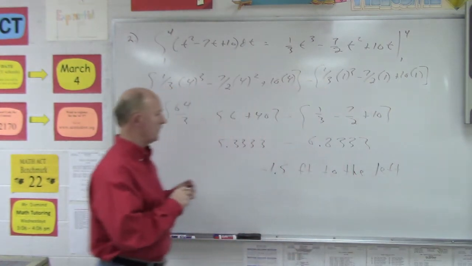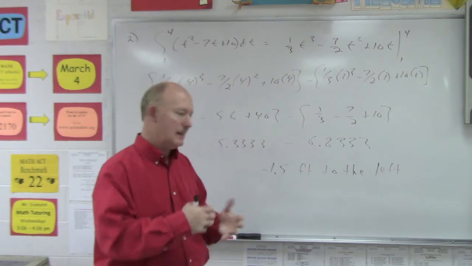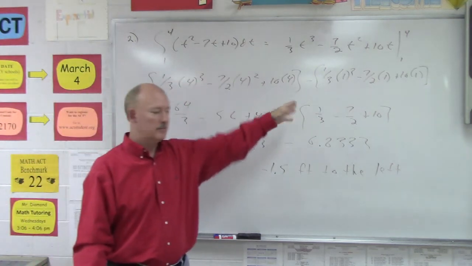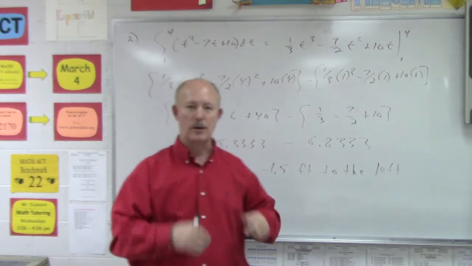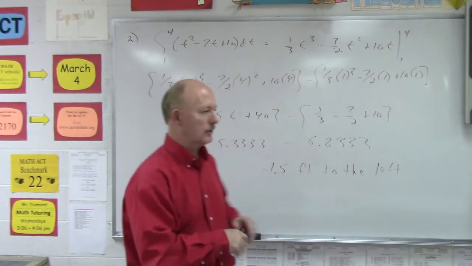And so negative 1.5 feet to the left, so this is our displacement of our particle right now. And like I said, we don't know which direction it's gone, we don't know if the particle changes direction. We just know that it's negative 1.5 feet to the left of where we started. So that's all we know there. Okay, let's do the second part of this problem. Now, the second part's a little bit more complex.